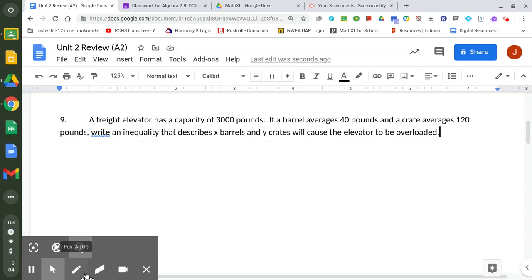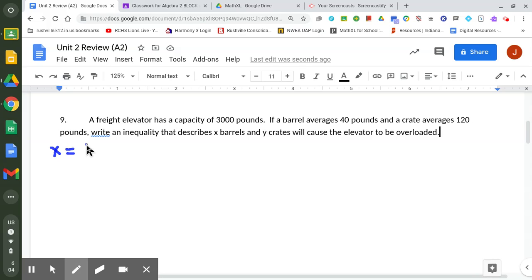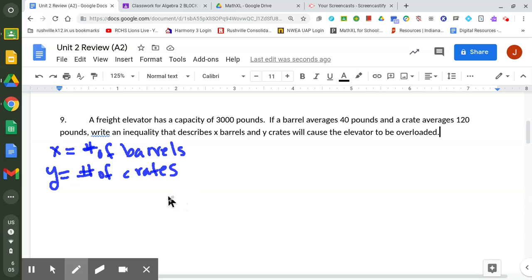So if I define my variables, I'm going to say that X is the number of barrels, and that Y equals number of crates. And so writing the inequality, I'm going to say 40 times X plus 120Y, 40X plus 120Y.